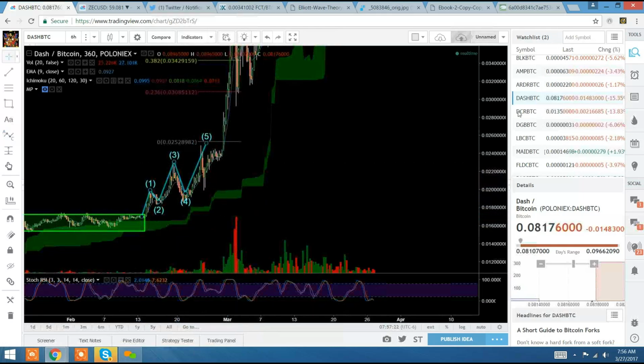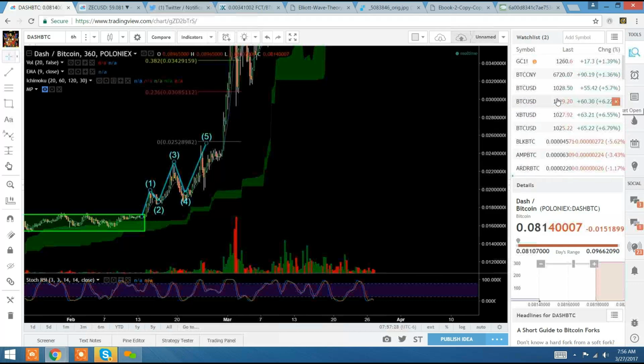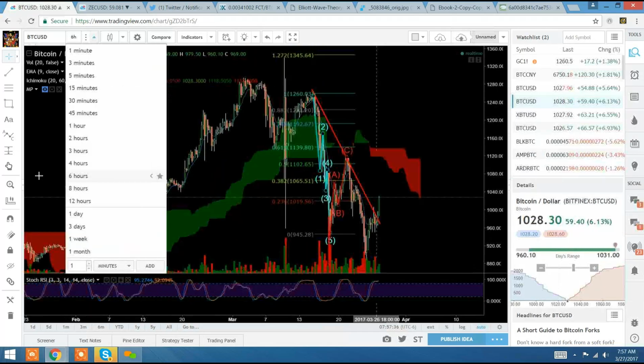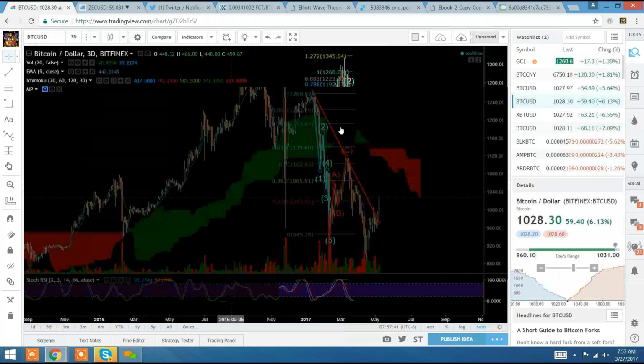Which is the same thing that Bitcoin did. Bitcoin basically denied my larger ABC retracement, and look, we're getting a nice breakout now. So let's look here at Bitcoin.